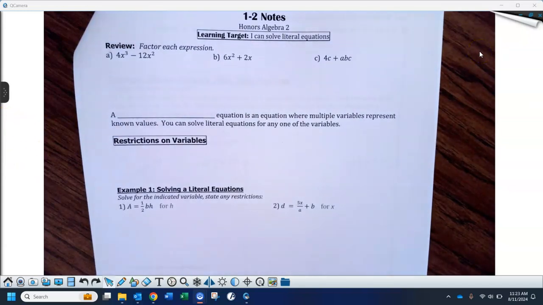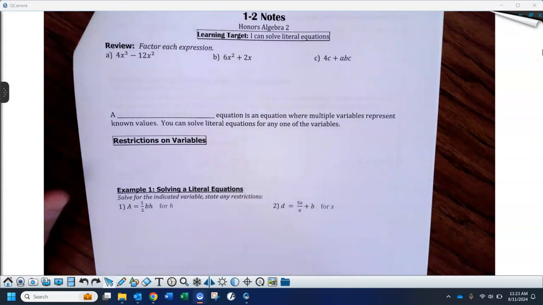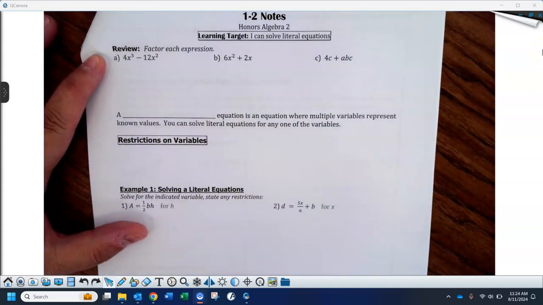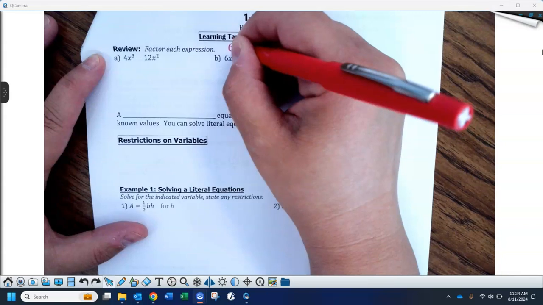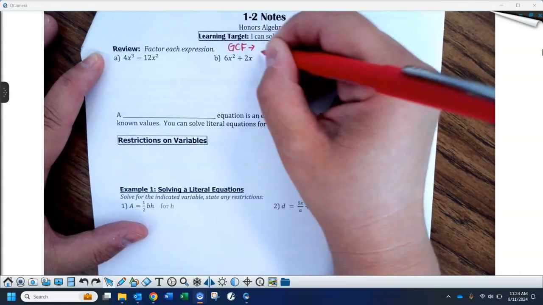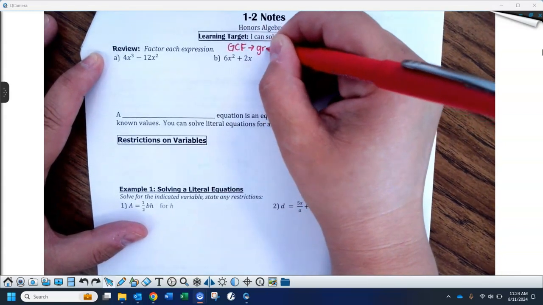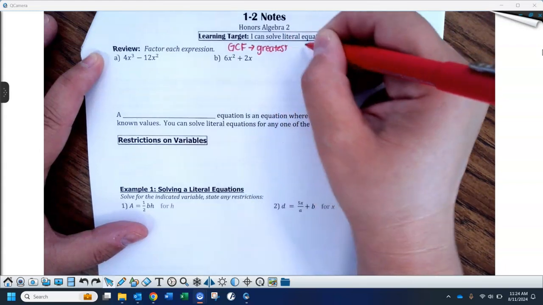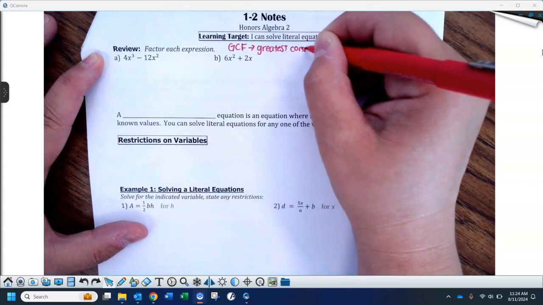Okay, so we are going to work through solving some literal equations today. But first thing I actually want to do here is a little review, which is to see if we can factor some expressions, because you're going to use this skill in a couple of the equations today. So each one of these at the top has what we call a GCF, which stands for greatest common factor, if I can spell.